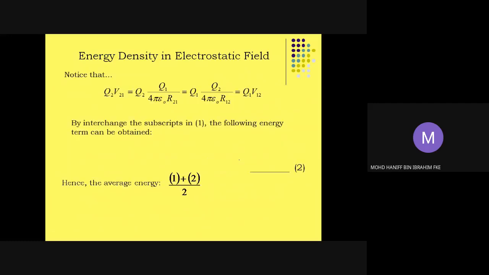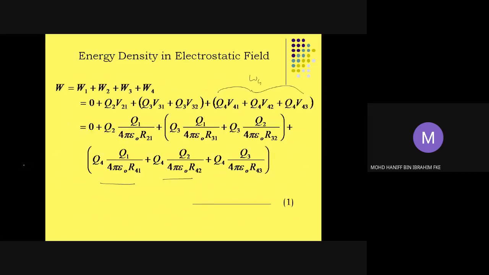Basically, we can also have a case where the subscripts can be interchanged. Based on this equation, we can write that this equals Q2 of V21, and it can be interchanged to equal Q1 of V12. The same thing happens to this: you can have Q1 due to V13, and we can also interchange this to Q3 due to V23. So the subscripts for this can be interchanged.